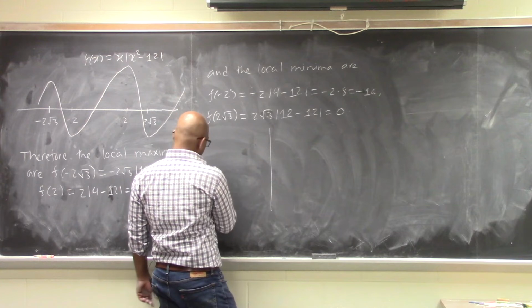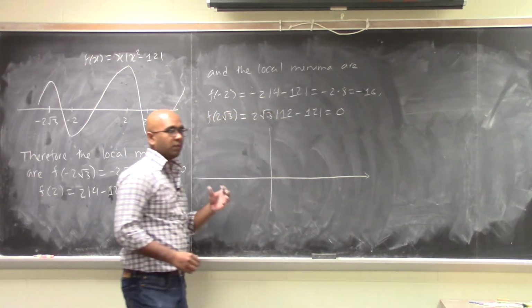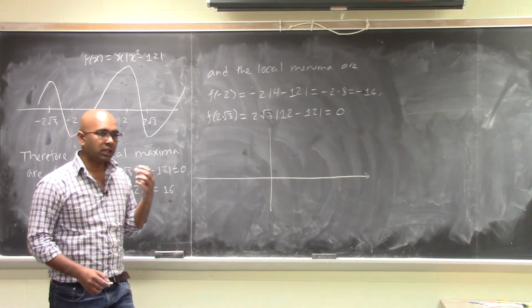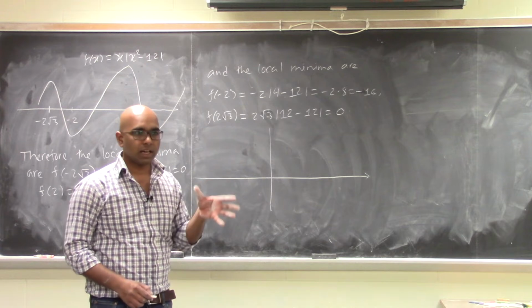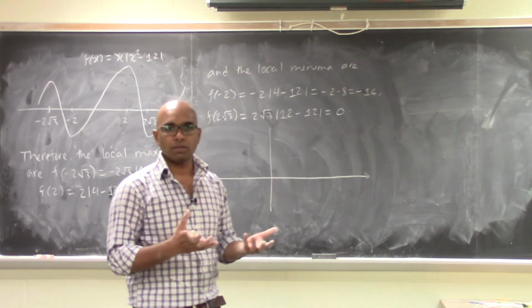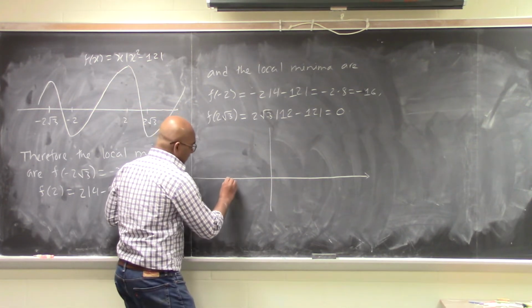And to be honest, we need more information. In the next video, we're going to talk about concavity, and that's an important part. So once you know about local extrema, concavity, and then you know about asymptotes, you get a good shape of the graph. Okay.